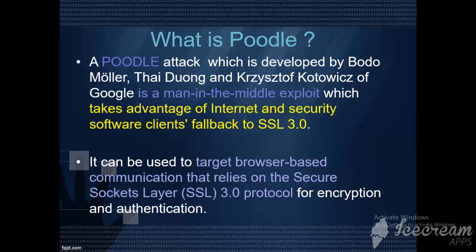Three researchers from the Google security team discovered this vulnerability. They disclosed the vulnerability publicly on the 14th of October 2014. On December 8th in 2014, a variation of the POODLE vulnerability that affected TLS was announced.